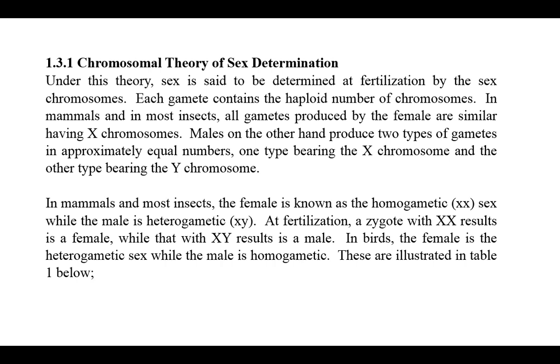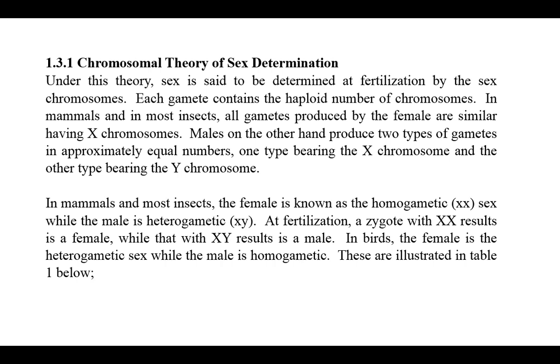Each gamete contains the haploid number of chromosomes. In mammals and in most insects, all gametes produced by the female are similar, having X chromosomes. Males, on the other hand, produce two types of gametes in approximately equal numbers, one type bearing the X chromosome and the other type bearing the Y chromosome. In mammals and most insects, the female is known as the homogametic XX sex, while the male is heterogametic XY. At fertilization, a zygote with XX results in a female, while that with XY results in a male.